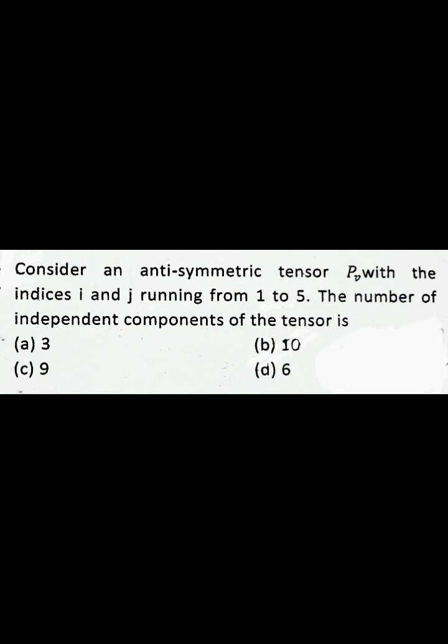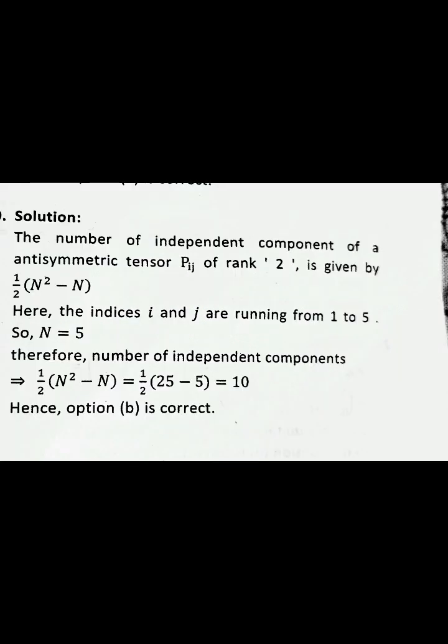The next question is: consider an anti-symmetric tensor P_ij with the indices i and j running from 1 to 5. The number of independent components of the tensor is dash. For an anti-symmetric tensor of rank 2, the number of independent components is given by the equation 1 by 2 into (n square minus n). So here i and j are running from 1 to 5, so n is equal to 5.